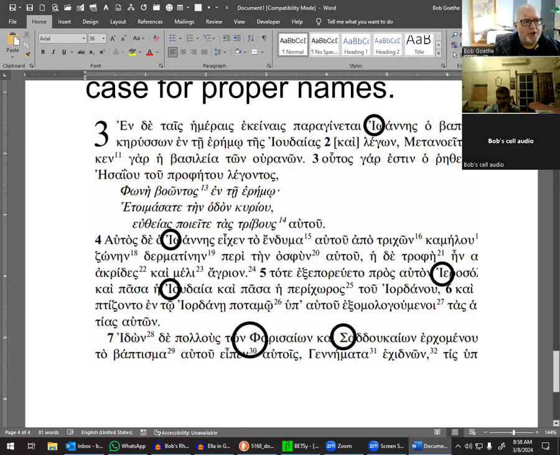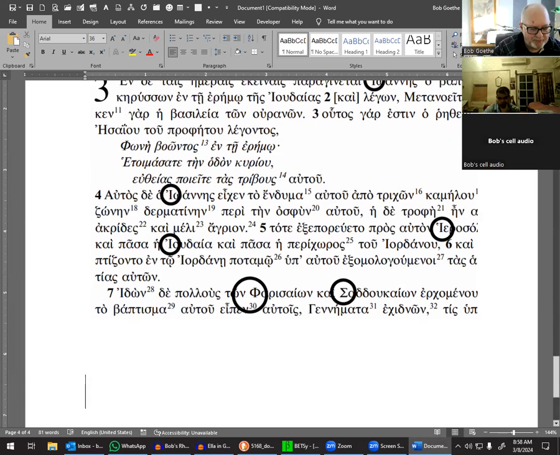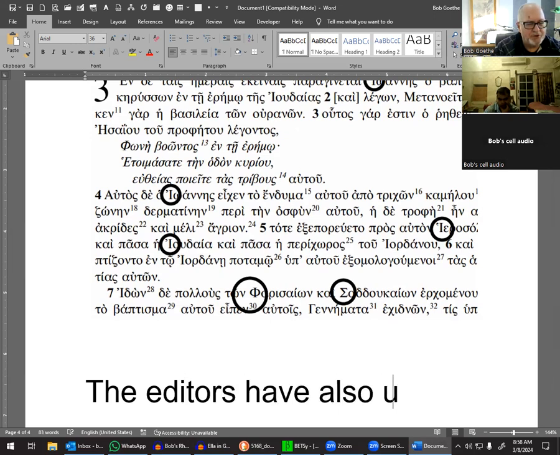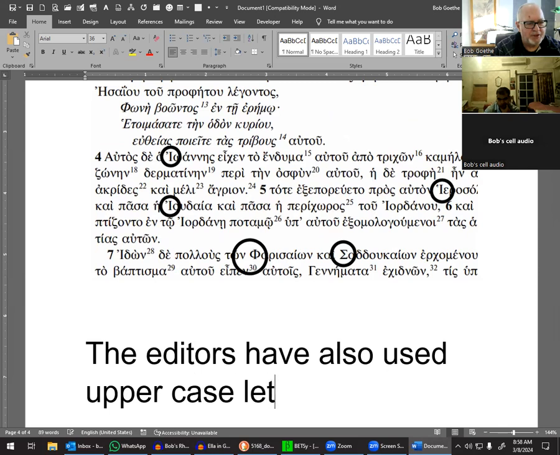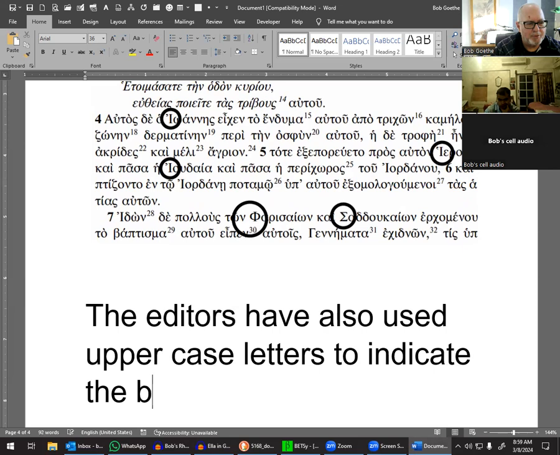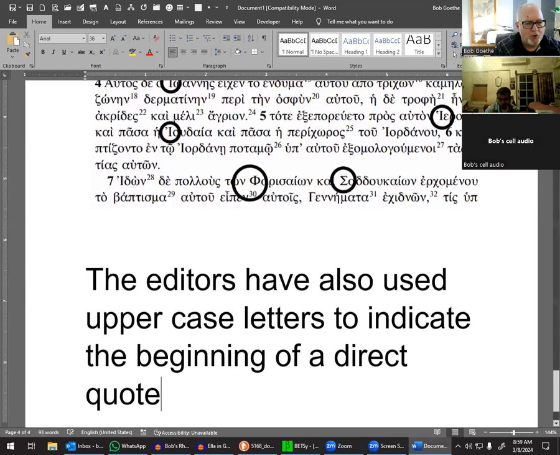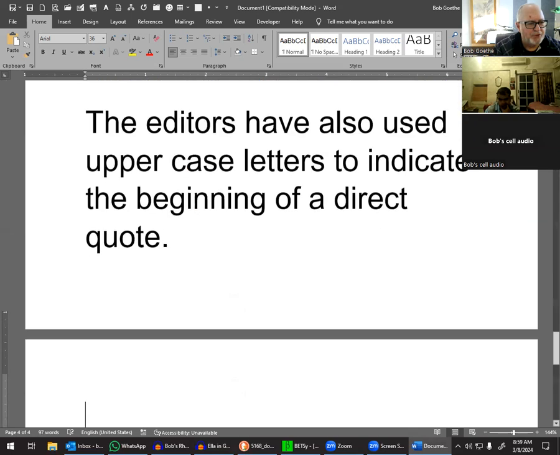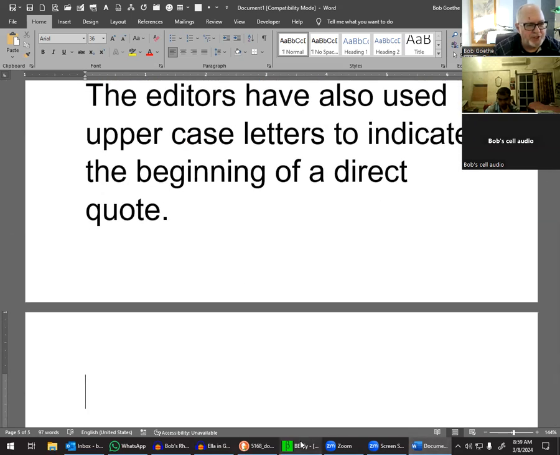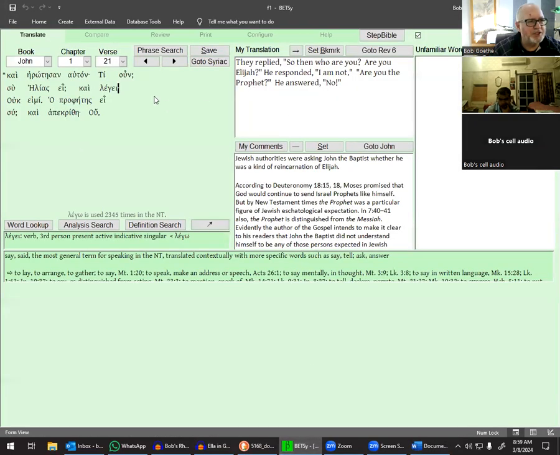Let's see, proper names, beginnings of paragraphs, oh, and the beginnings of quotes. The editors have also used uppercase letters to indicate the beginning of a direct quote. So actually, there are several good illustrations in this verse.